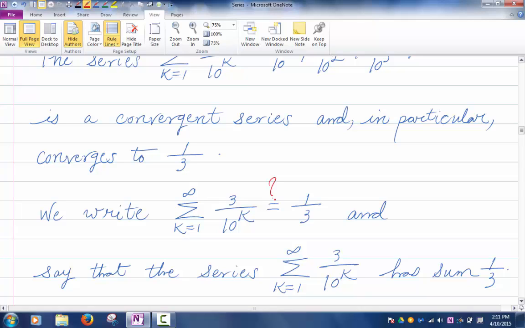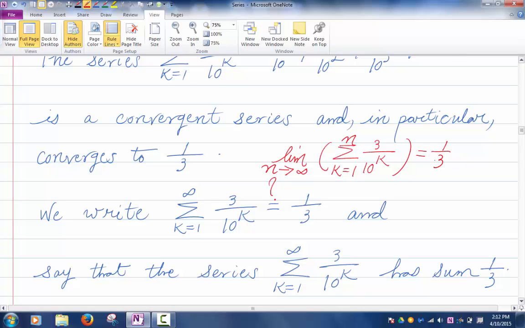You have to understand what you're saying there. What you're saying is that if you take the limit as n goes to infinity of the summation of the first n terms, right? So k going from 1 up to n of 3 over 10 to the k. So if you take the limit of the sum of the first n terms, that is equal to 1/3, right? That's what it means by that equality.